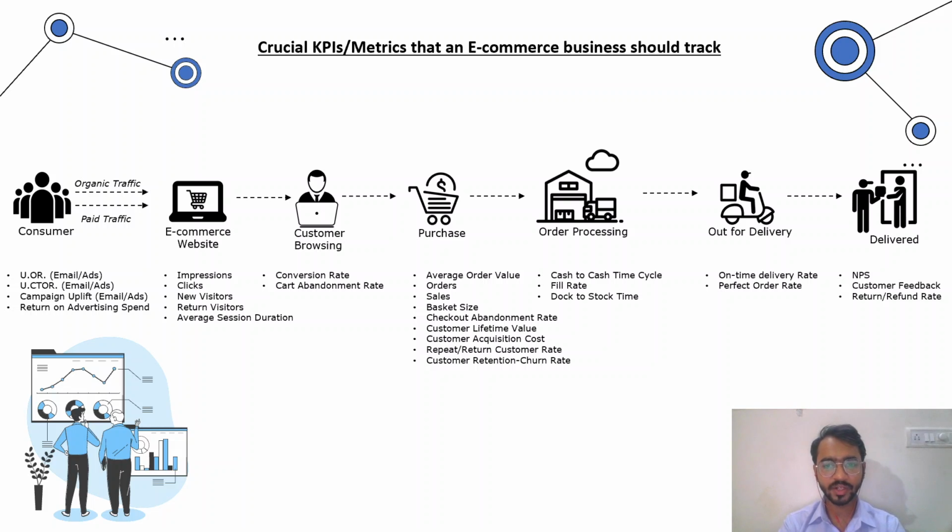Then we have checkout abandonment rate. So how many customers actually come up to the checkout page but they don't make a purchase. If the checkout abandonment rate is 20%, this would mean that 100 customers came to the checkout page, but out of those, 20% didn't make the actual purchase.